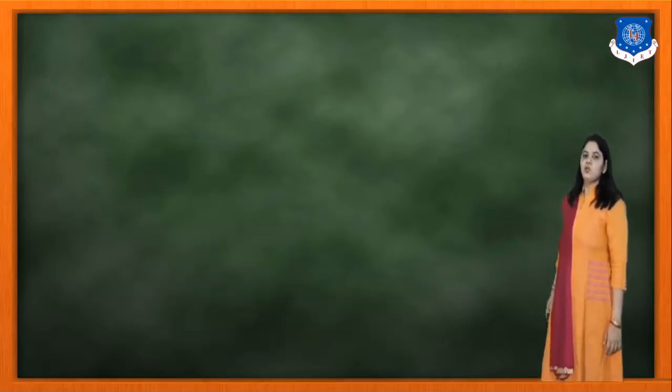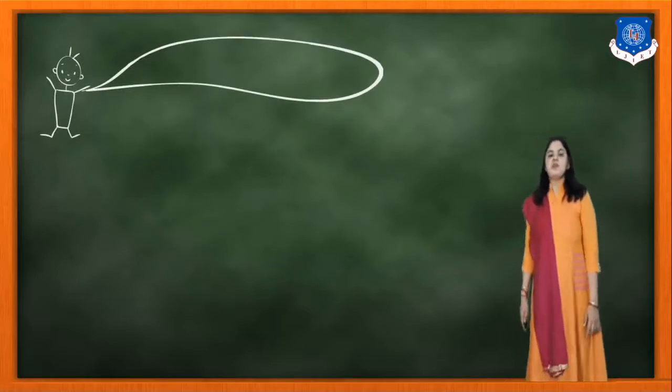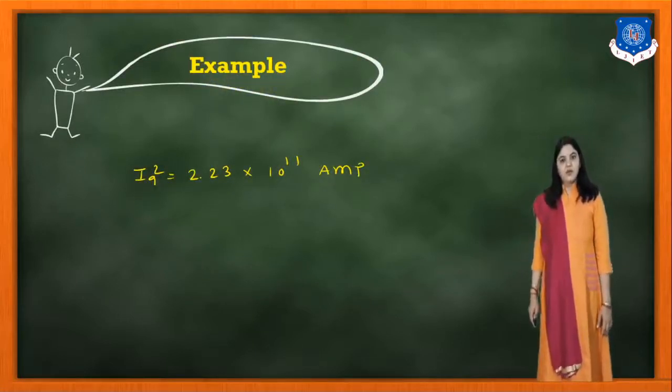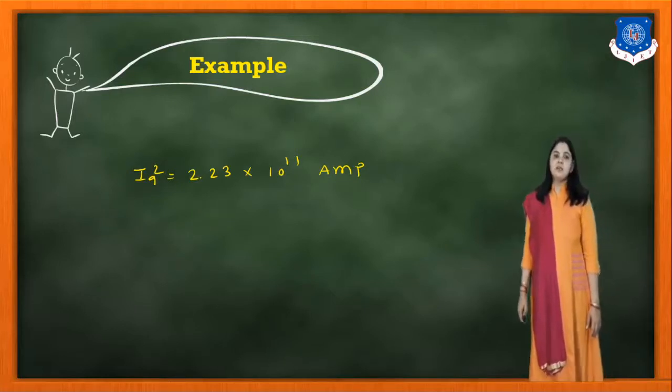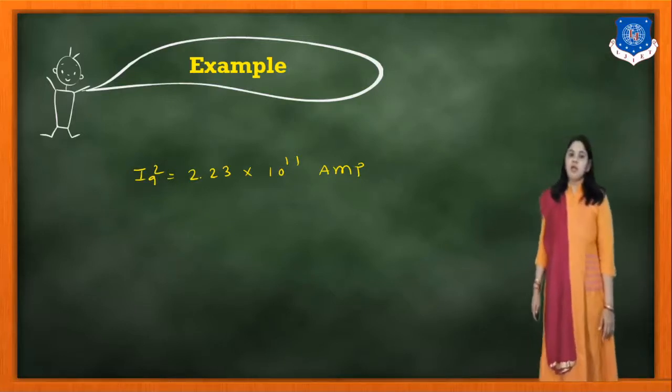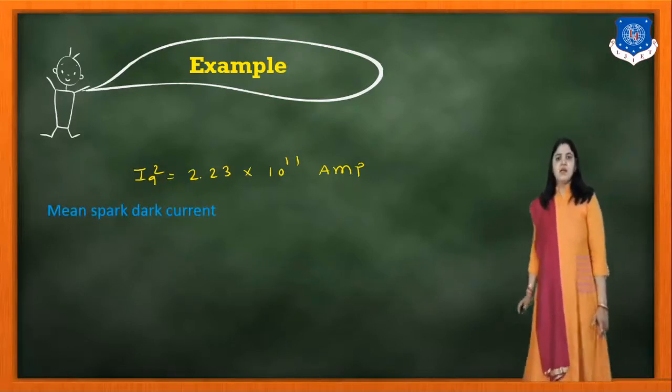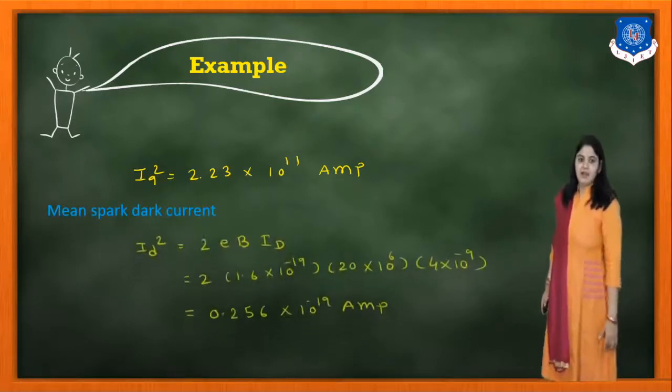It is 3 into 10 raised to 8. So now by putting all the values and taking out the square root, we can have the answer. It is 2.23 into 10 raised to 11 ampere. Next is the mean square dark current.